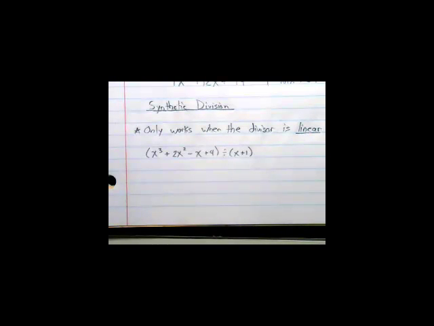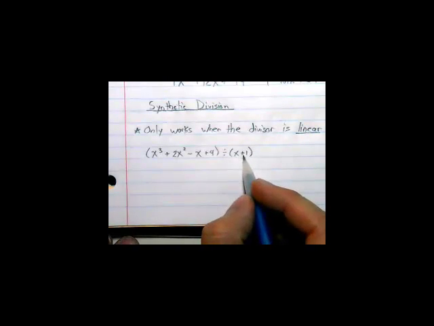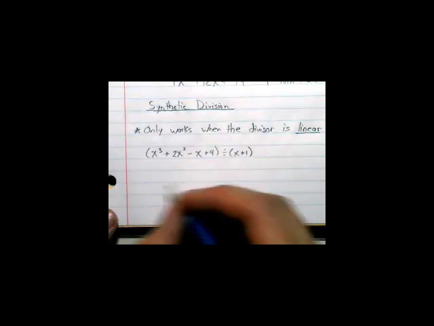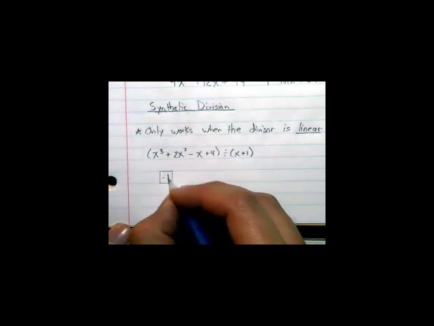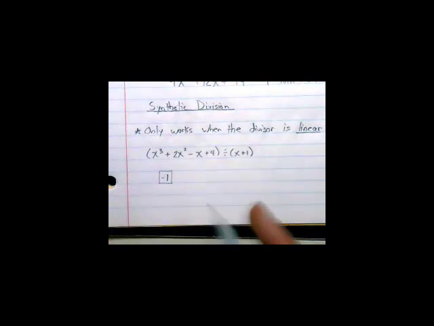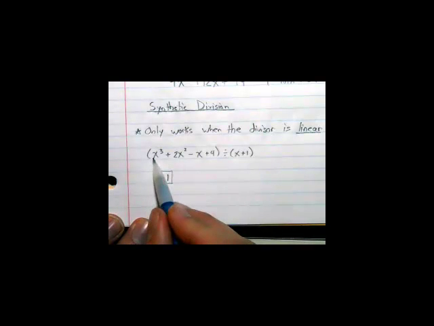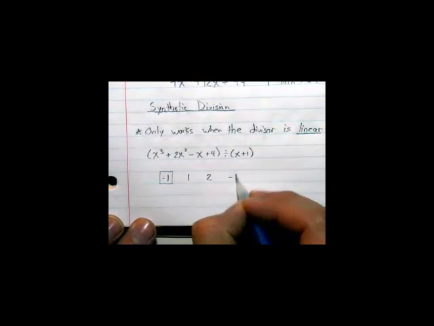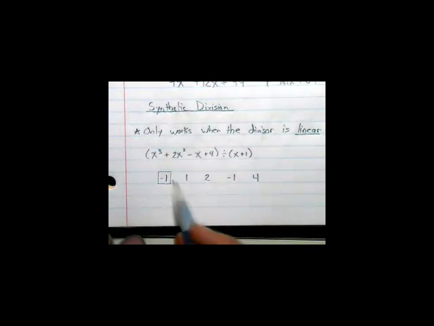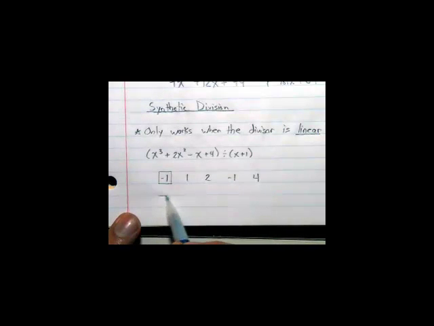Okay? When you do synthetic division, how you start it is by taking that number. So for this one, I'm going to want a negative 1 to start with. Okay? So there's this little box. We make a little box and put a negative 1 in the box. And then right next to it, we're going to write all the coefficients off of this thing. So 1, 2, negative 1, and 4. Okay, see how I did that? 1x to the third, 2x squared, negative 1x, 4. Then you skip a line and draw a big bar.